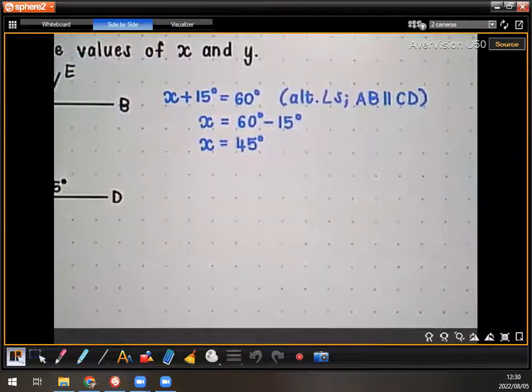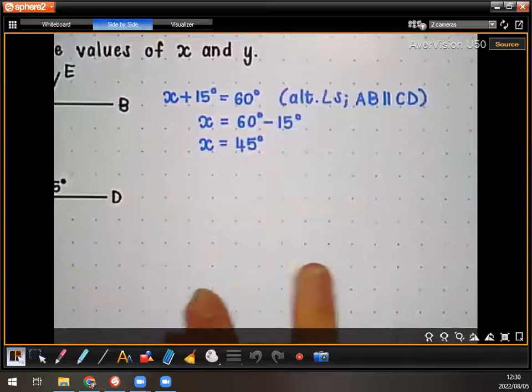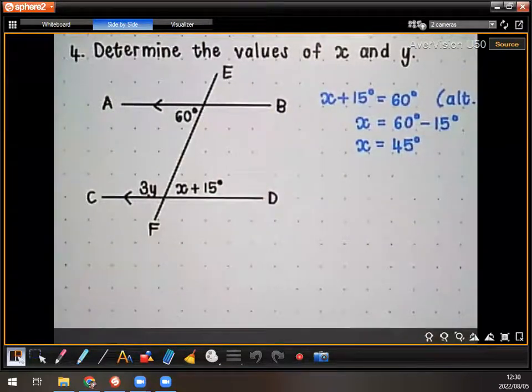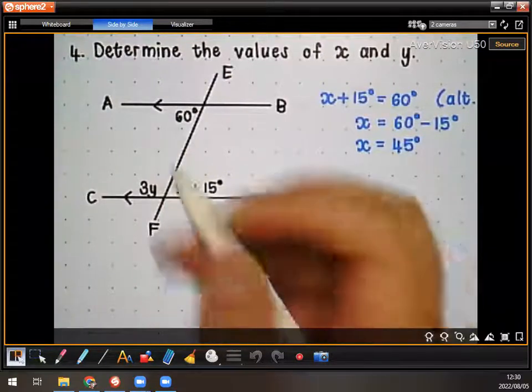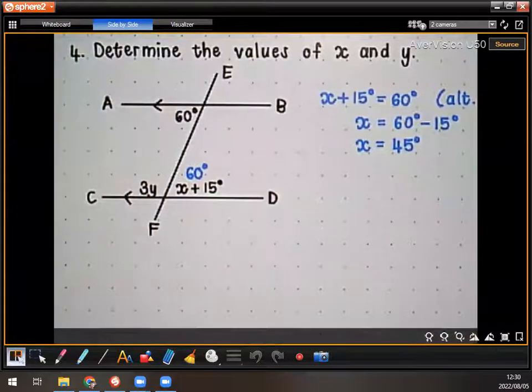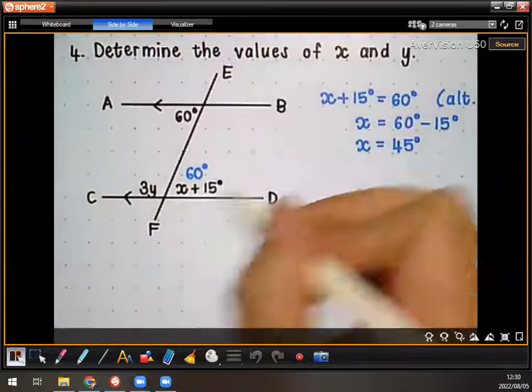Okay, now to find y, we could actually do two different things. Guys, whenever you are working with multiple variables, we now know that x equals 45, right? So we can actually work out what this whole angle is. x plus 15. What's 45 plus 15? 60. So you can fill that in, guys. You can use the actual value of x to get that whole angle.